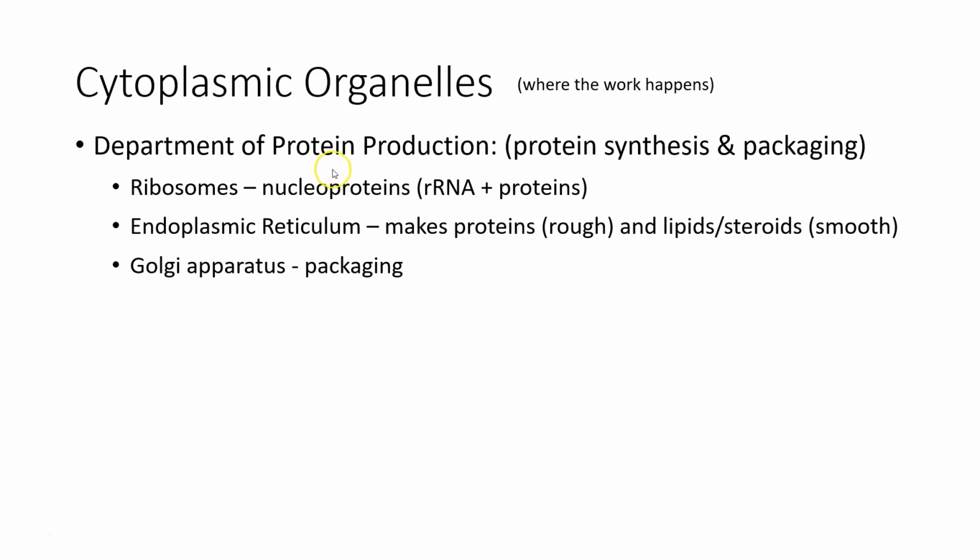The first department is the department of protein production. People who work in this department are in charge of protein synthesis and packaging. This includes our ribosomes, which contain nucleoproteins such as RNA plus proteins, and these are important in protein synthesis. We have an endoplasmic reticulum. Rough endoplasmic reticulum makes proteins, and smooth endoplasmic reticulum makes our lipids and steroids. And then packaging of proteins occurs through the Golgi apparatus.